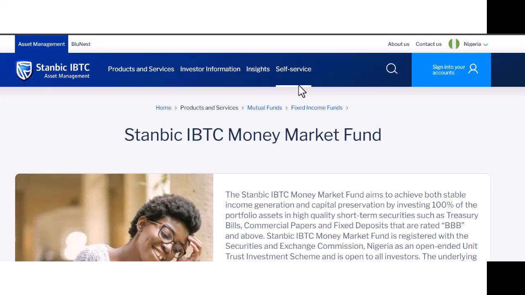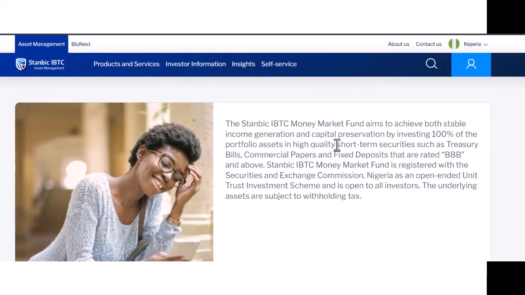So in this video, we're going to be looking at the Stanbic IBTC Money Market Fund, how it works, what is required, and how to actually go about it. Basically, the Stanbic IBTC Money Market Fund aims to achieve both stable income generation and capital preservation by investing 100% of the portfolio assets in high quality short-term securities such as treasury bills, commercial paper, and fixed deposits that are rated BBB and above.